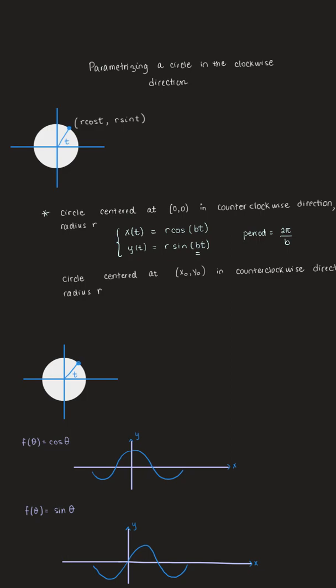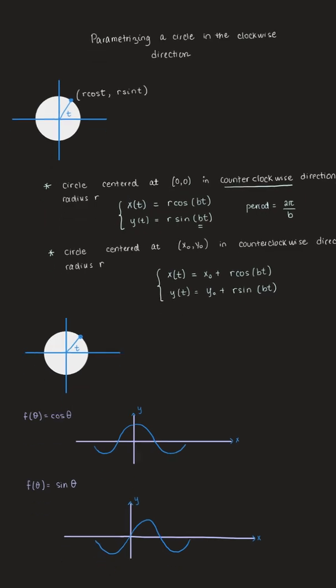So that's 1. When we have a circle centered at the origin in the counterclockwise direction, radius r. Now, if it's centered elsewhere, we just shift those 2 equations. So if it's centered at x0, y0, for x of t we'll add x sub 0 to our equation, r cosine of bt. And for y of t, we will add y sub 0. Again, these are parametric equations that take us along a path around the circle in the counterclockwise direction.